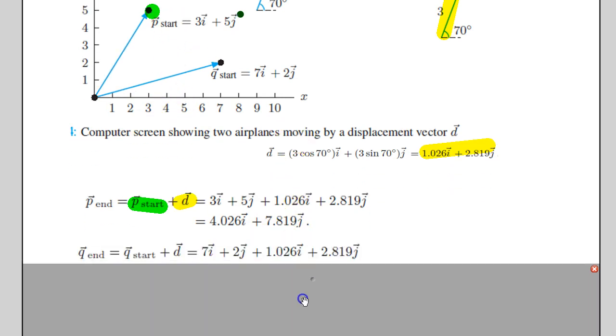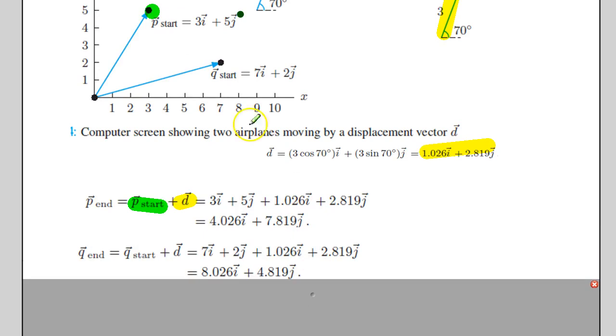We do the exact same process for the other one. We look at Q start and add it to the displacement vector D, and add I components together to get the new I component, add J components together to get the new J component, and as you look here, it seems to be close to it. Well, yeah, 8.